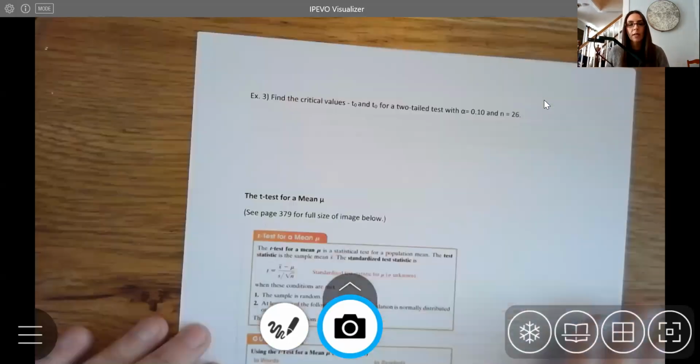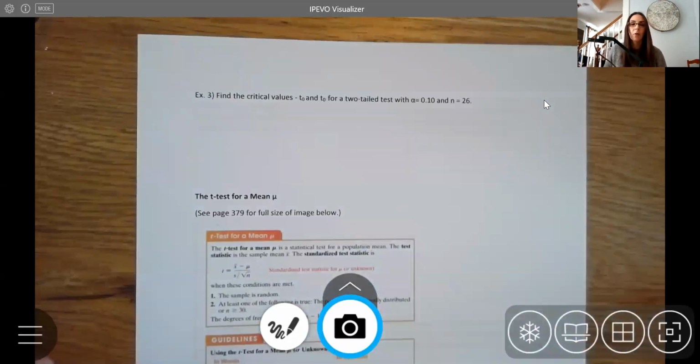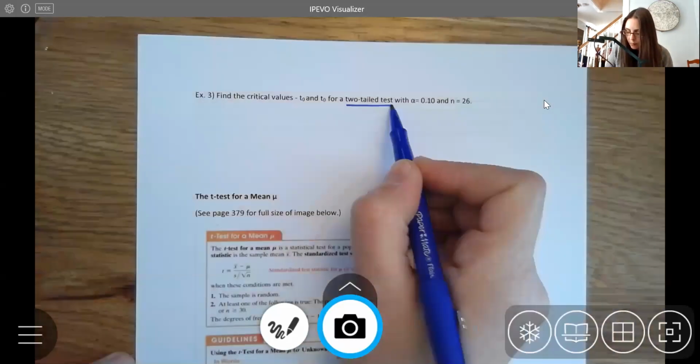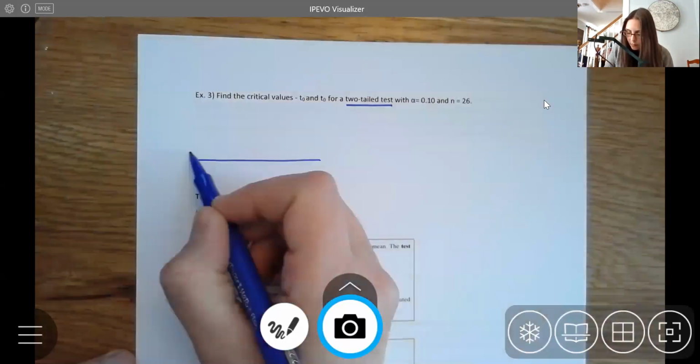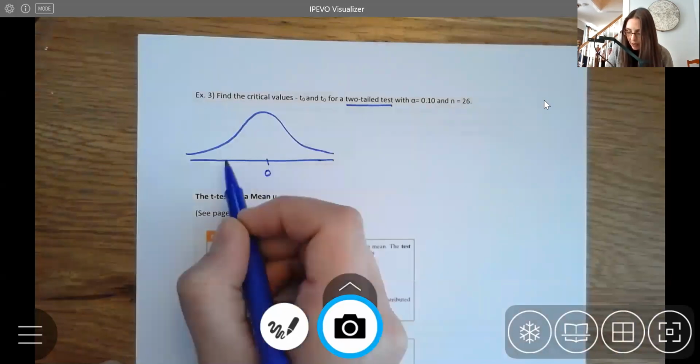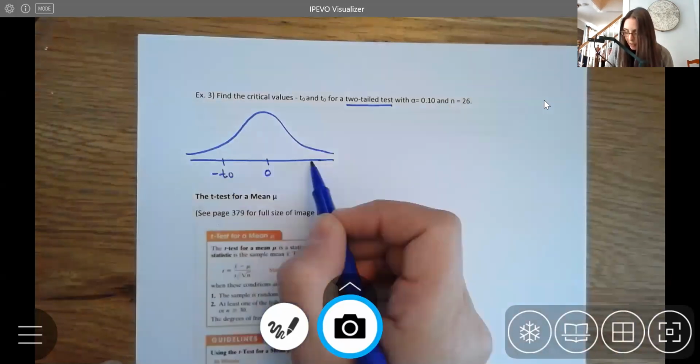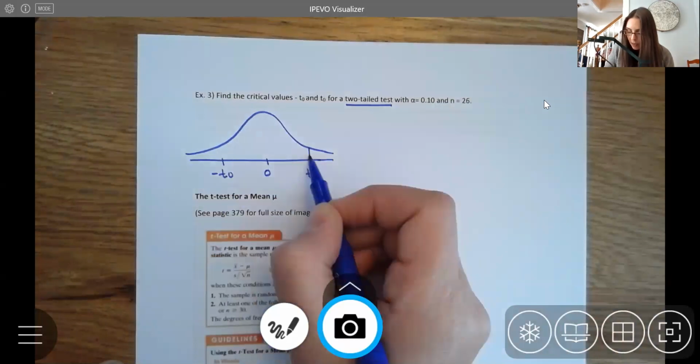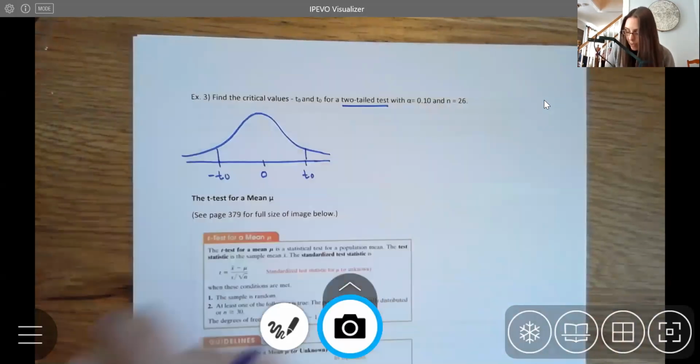All right, and let's do one more. So let's find the critical values for a two-tail test now. And again, I'm drawing a picture every time. If you can do it without the picture, that's okay. I just caution you to be really careful that you understand what's going on. I think the picture always helps.